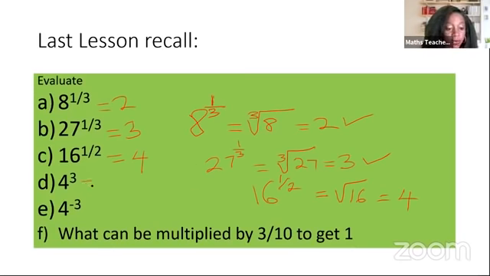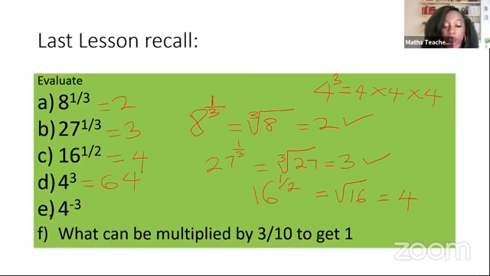And then for this one, we have 4 cubed, which is technically saying repeated multiplication. 4 cubed would mean 4 times 4 times 4. Now that will give you 64 when you multiply that through. So I'm going to write 64 there.